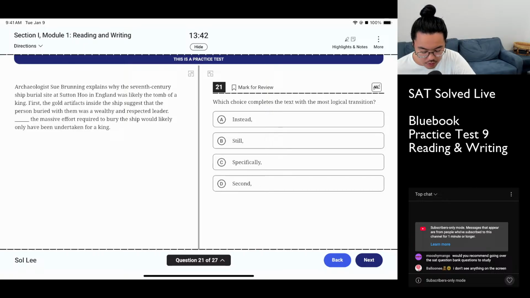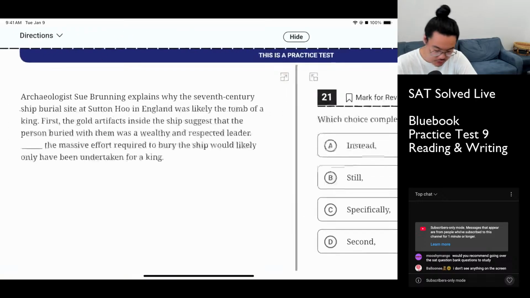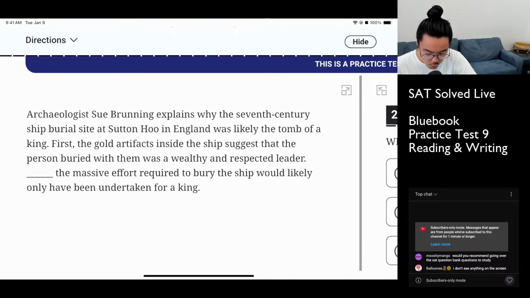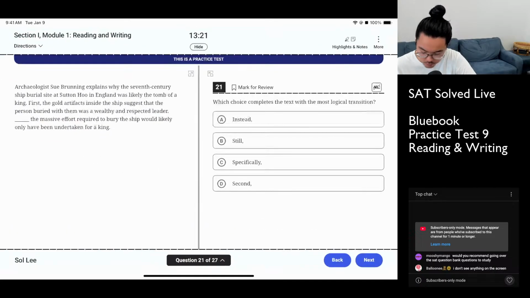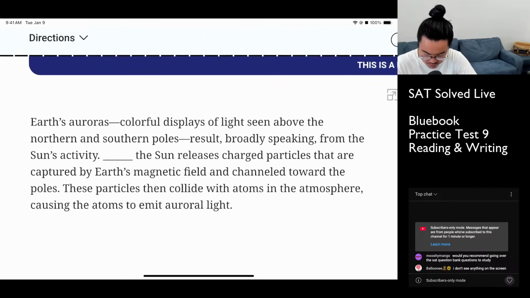21. Archaeologist Subrun SB explains why the burial site was the tomb of a king. First, this is a logical transition. The gold artifacts inside the ship suggested that the dude was wealthy, respected, and also there was a lot of effort involved. Also, so furthermore. Second, second obviously, because the word first was part of that passage.